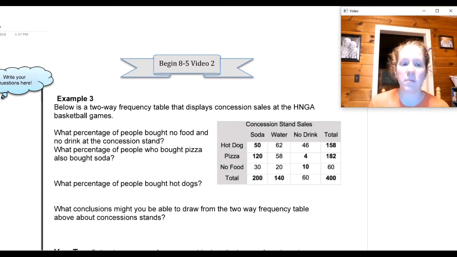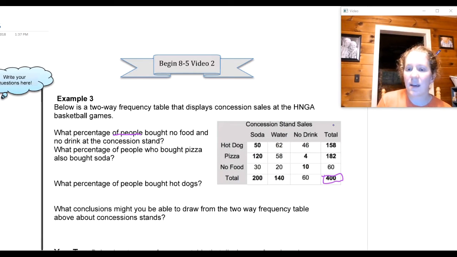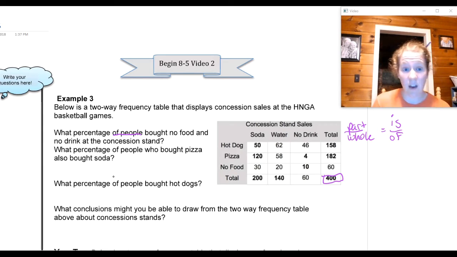What percentage of people bought no food and no drink at the concession stand? So what you're going to look at here is it says what percentage of people. If you see that of people with no qualifier behind it, I'm going to go to the total number of people surveyed, and that's going to be my total. Remember, anytime you're finding a percentage, you're going to look at a part over a whole. So whatever comes after the of is going to go in the denominator of your fraction.